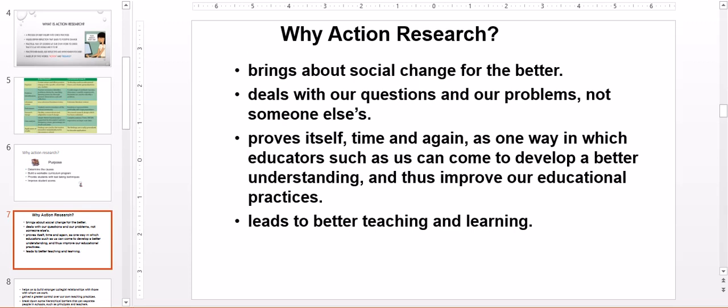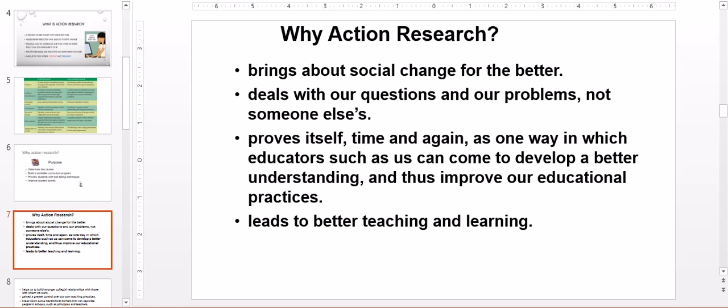Now, the broader scope of action research. Action research brings about social change for a better life. It deals with our own questions and our own problems, not someone else's. Meaning, if the teacher is practicing in the classroom, it brings change in him and also in the teaching community. It proves itself time and again as one way in which educators such as us can change to develop better understanding and thus improve educational practice.